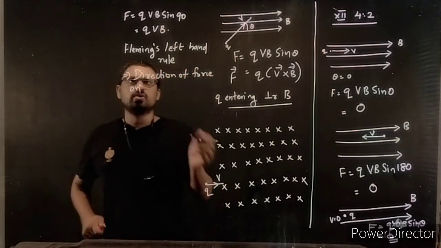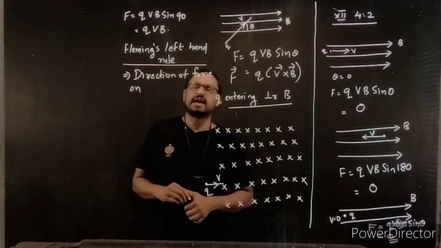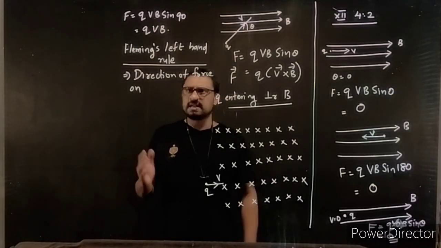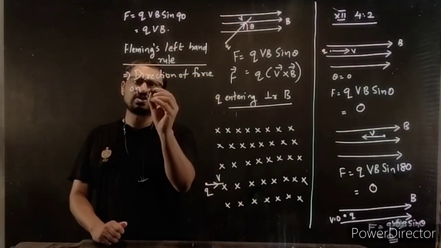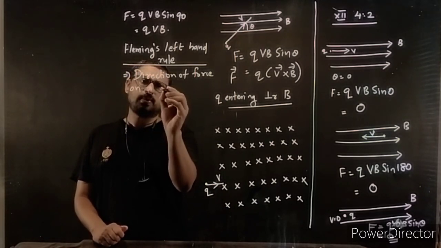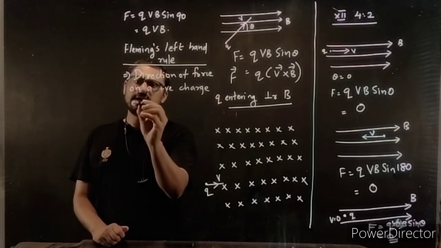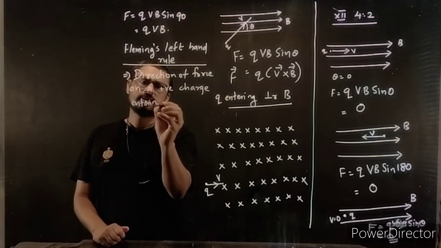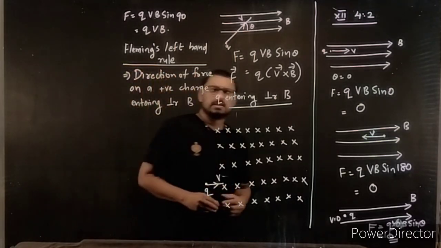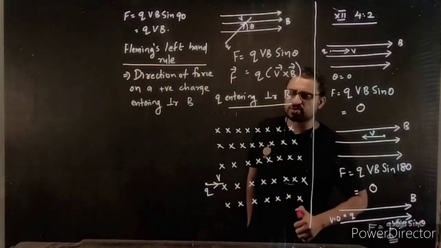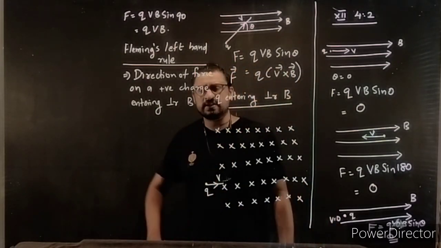Now there is a new rule known as Fleming's left-hand rule. Fleming's left-hand rule gives you the direction of force on a positive charge entering perpendicular to magnetic field.